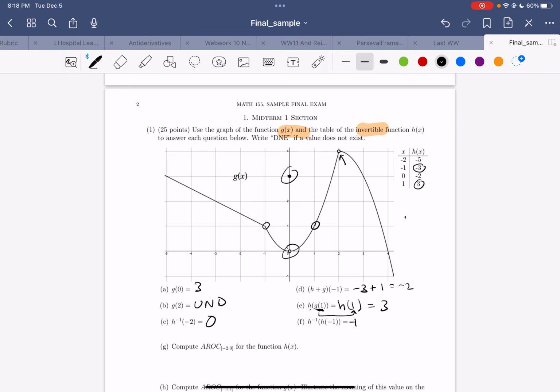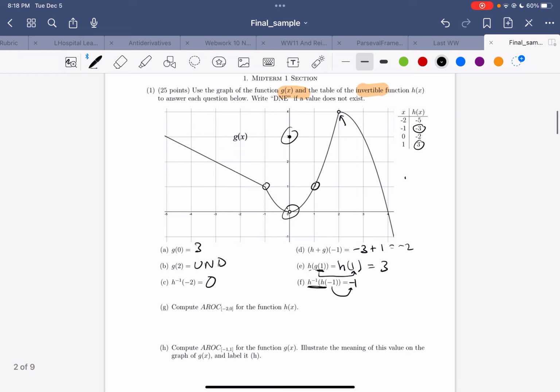Okay. All right, this last one is negative 1. You don't even have to look at the table. Anytime you have a function and its inverse, they undo each other, and so whatever you input is what it outputs.